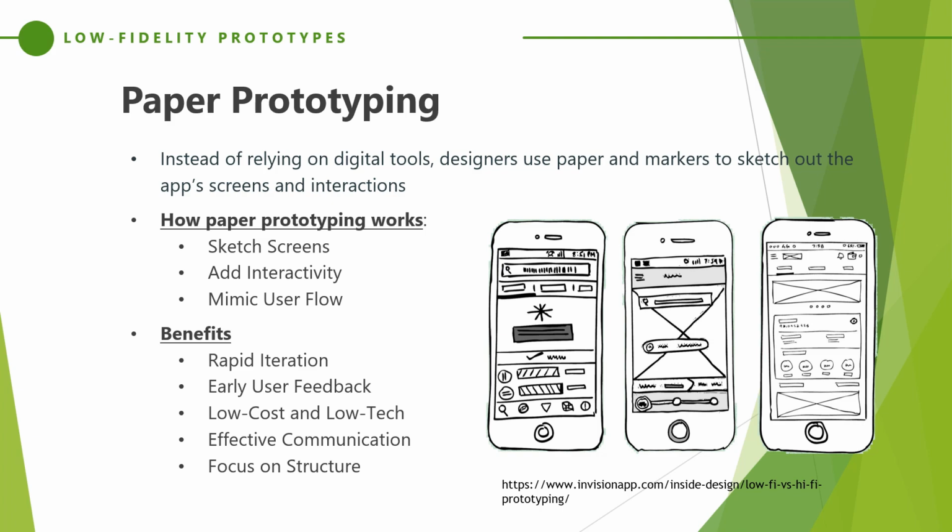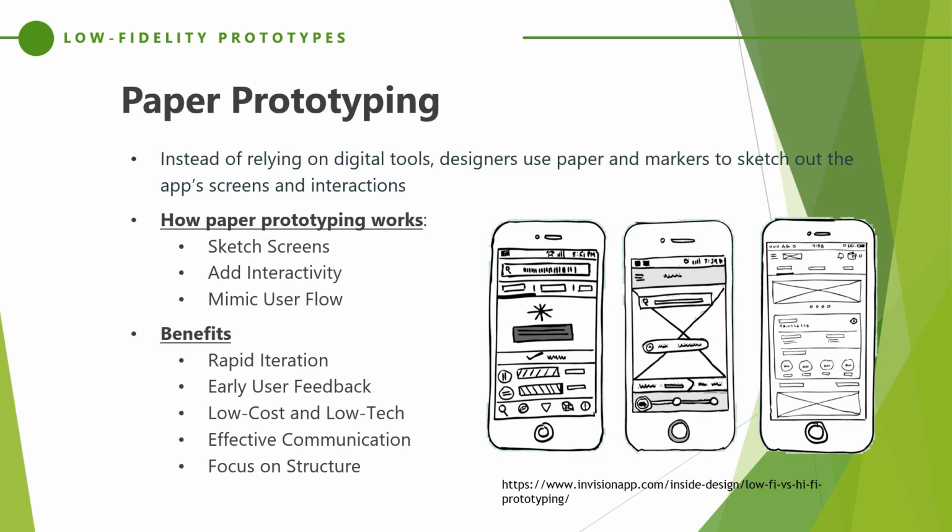Now, this is a valuable and low-tech method used in mobile app design to create preliminary visual representations of an app's interface. So instead of relying on digital tools or software, designers use paper, markers, and other tangible material to sketch out the app's screens and their interactions. Now, these paper prototypes allow designers, developers, and stakeholders to quickly visualize and test the app's design and usability. Now, here's how paper prototyping works and how you can test with it.